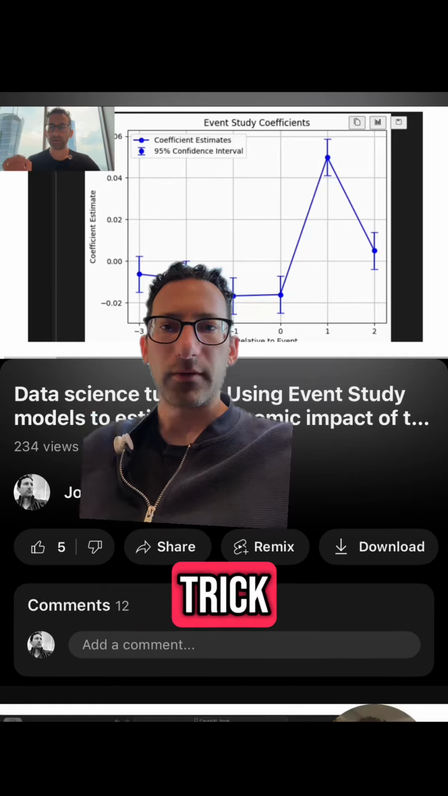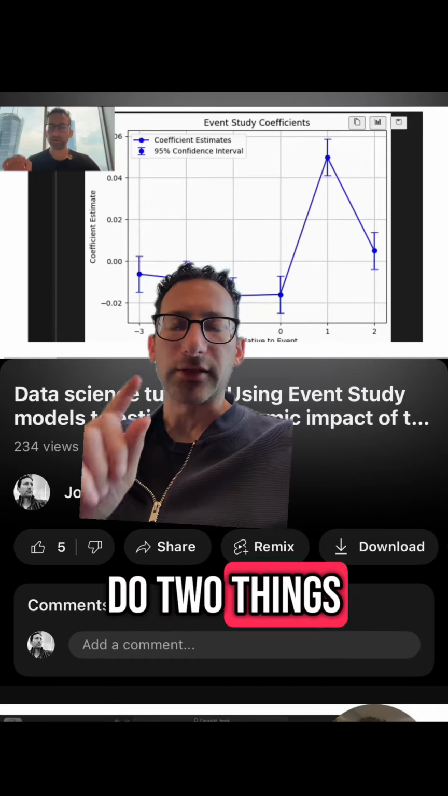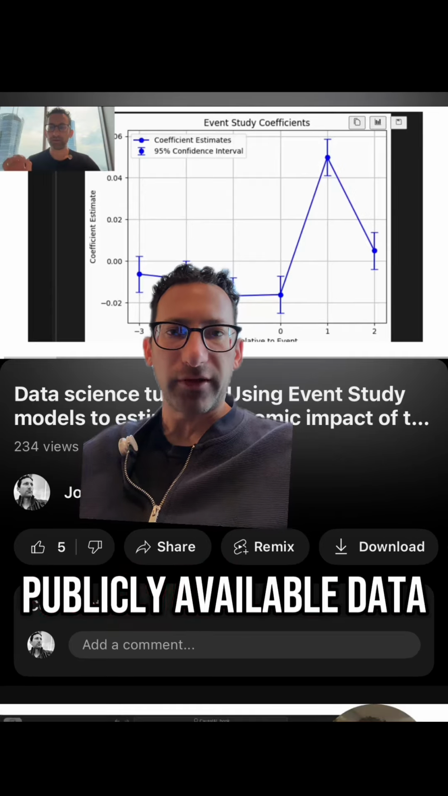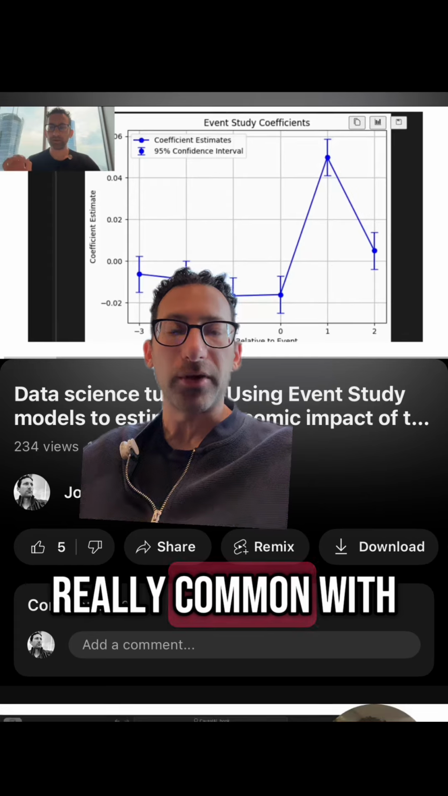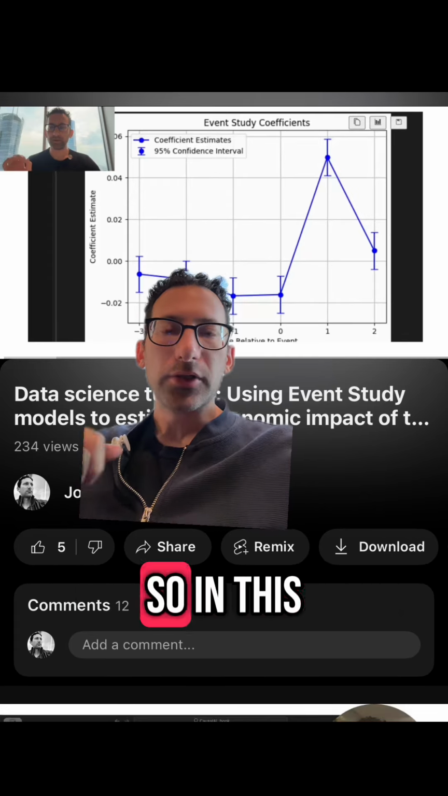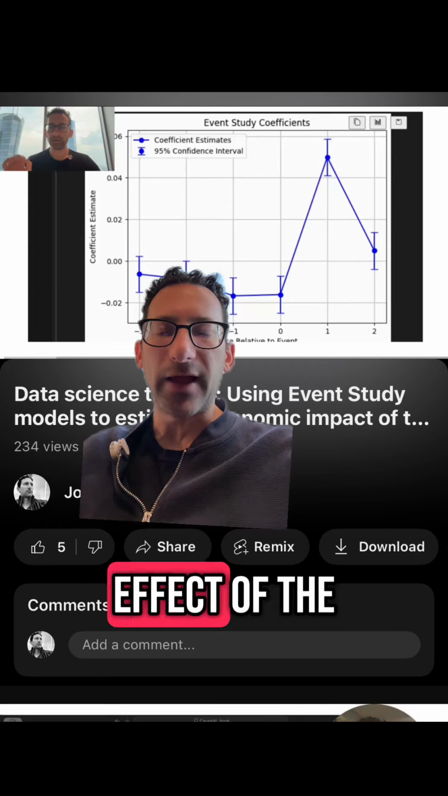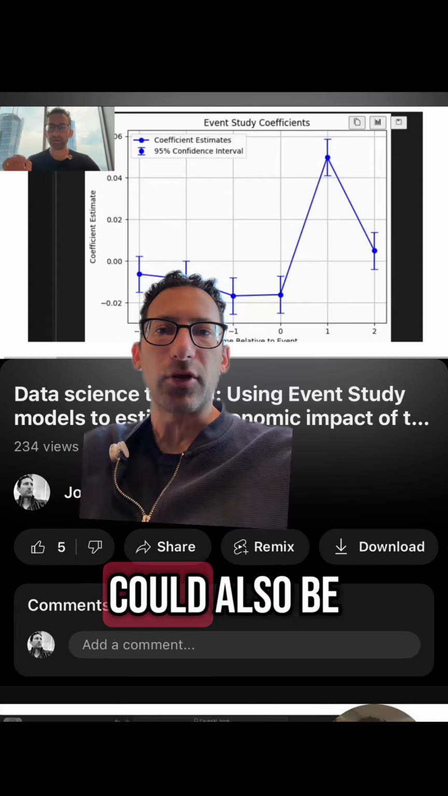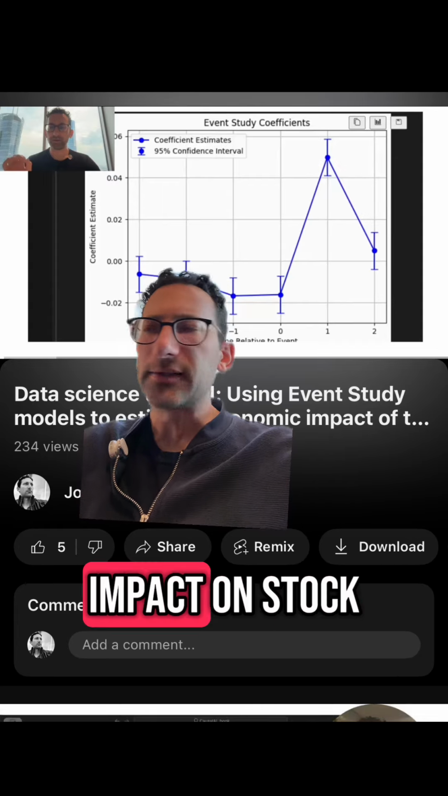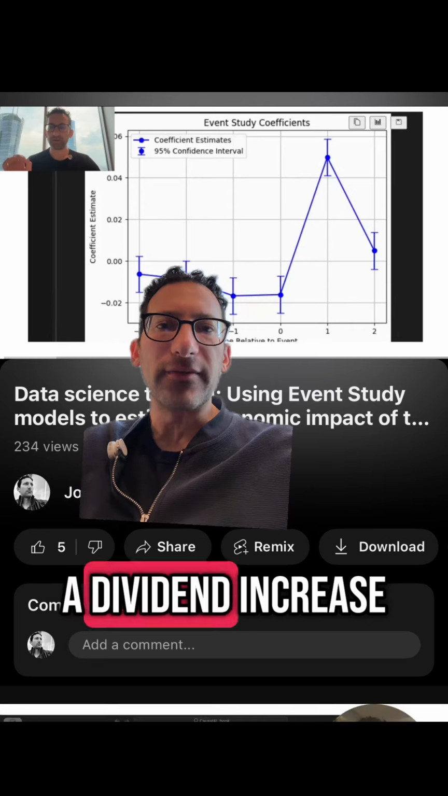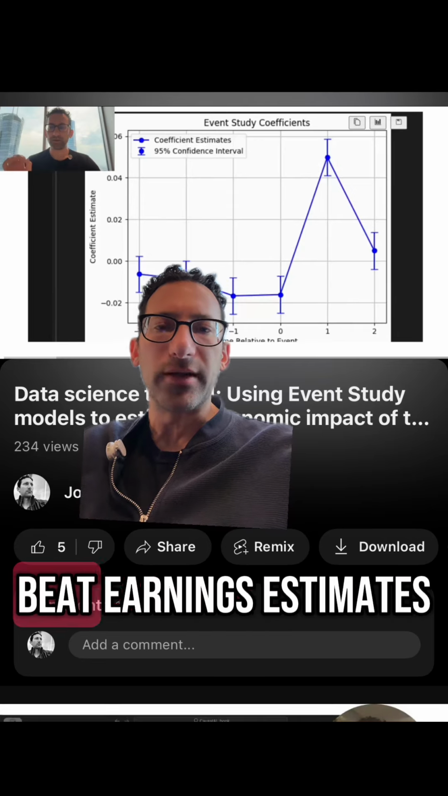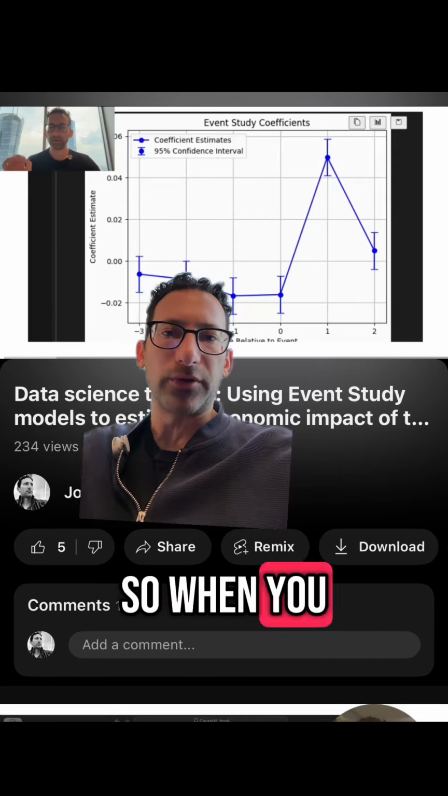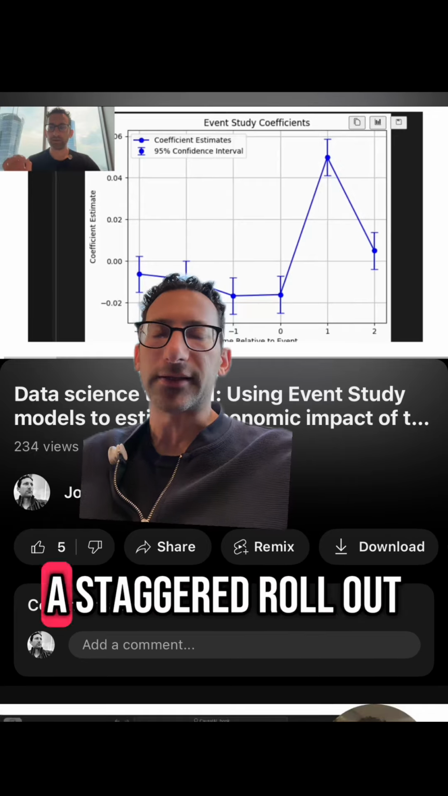Well, here's the trick. You need to do two things. First, you want to learn to use the techniques using publicly available data. So these are really common with stock market data. So in this example, I was looking at the effect of the Israel-Iran attacks that were most recent, but it could also be, what is the impact on stock prices when there's a dividend increase or when you beat earnings estimates. And companies beat earnings estimates on different days. So when you stack these together, that's just like a staggered rollout.